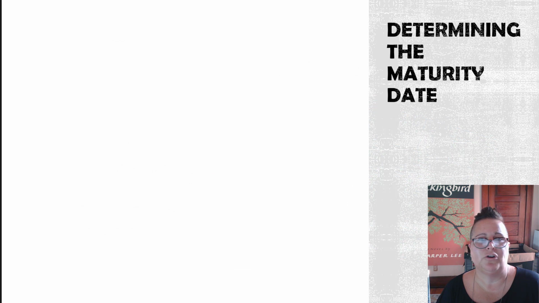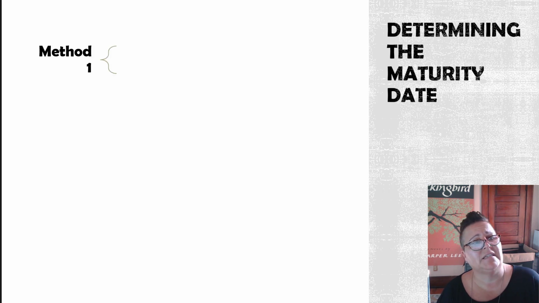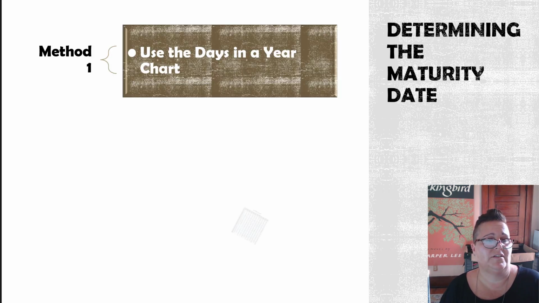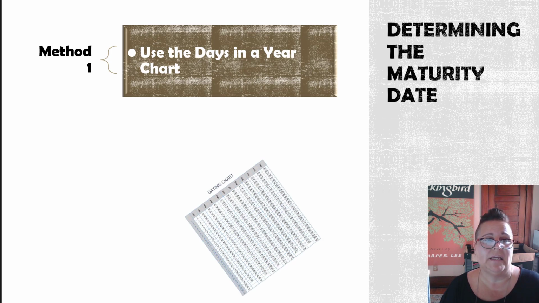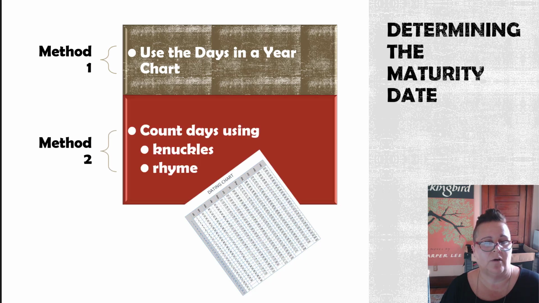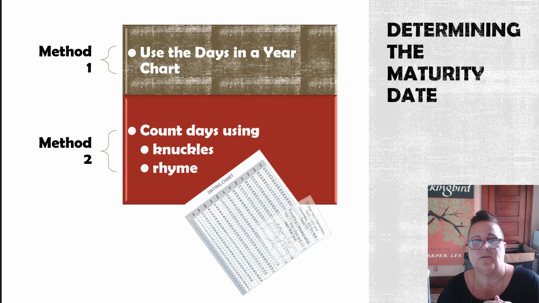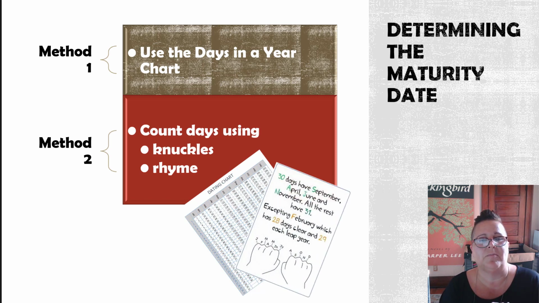All right, how do we determine the maturity date? Method number 1, there are actually 2 different methods. The first uses the days in a year chart. So this chart comes back at us again. If you're really comfortable with the days in a year, you may also find that you can count the days using your knuckles or that nursery rhyme, 31 days or 30 days have September, April, June, and November. So these are two different methods for using them. I use the days in a year chart on this one.